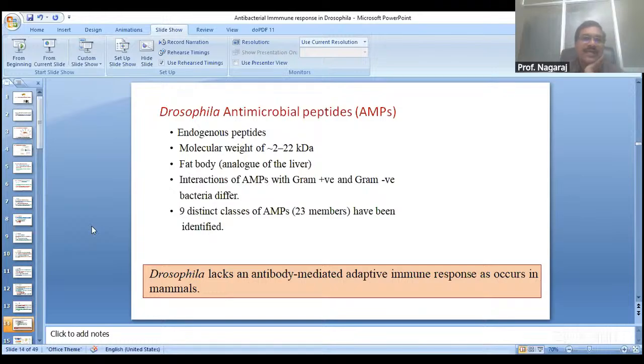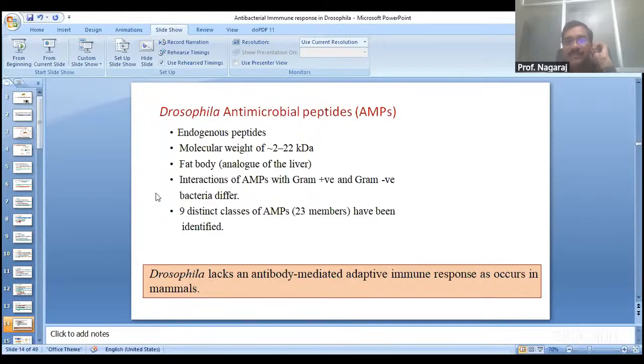As I told you, AMPs are produced as endogenous peptides. They are very small, with a molecular weight of 2 to 22 kilodaltons, and are produced by the fat body. It's an analog of the liver of higher organisms, including humans. Interactions of these AMPs with gram-positive and gram-negative bacteria are different. This is another important thing.